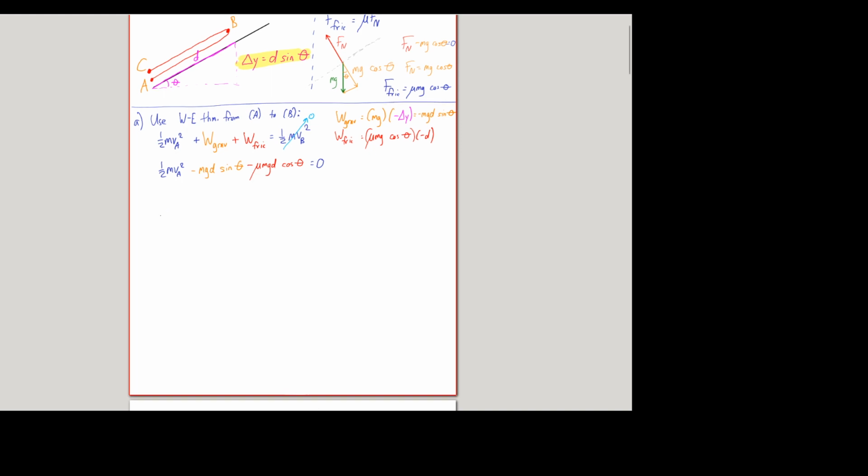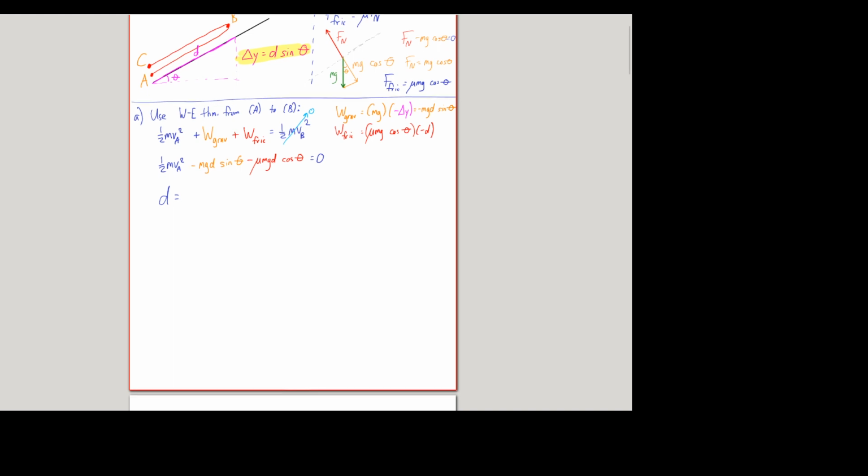That gives me d equals, so here I'm just going to, first let me cross out all of the m's. I can do that. This gives me, for d, 1/2 v_A squared, all divided by g sine theta plus mu g cosine theta. Now, this problem actually gave us some numbers.